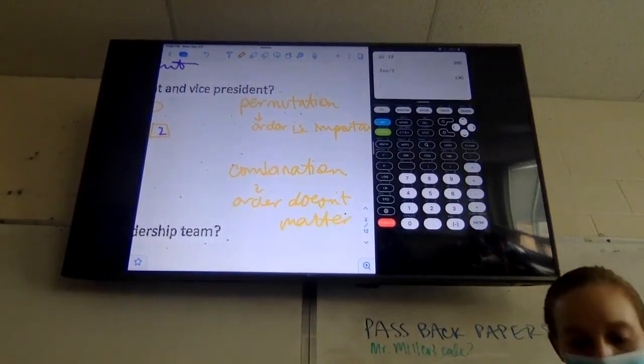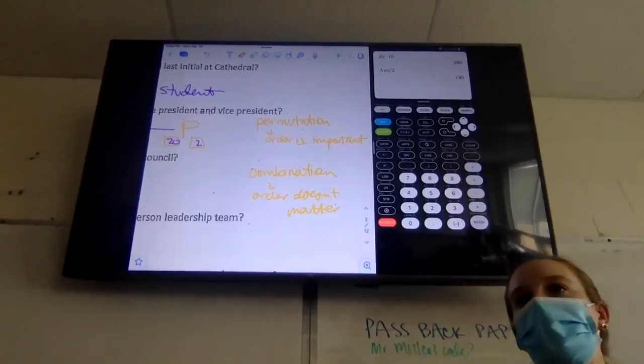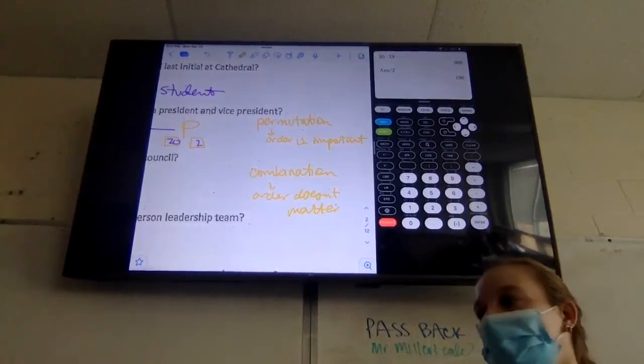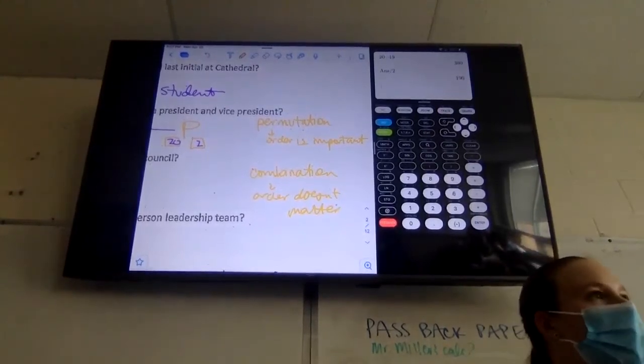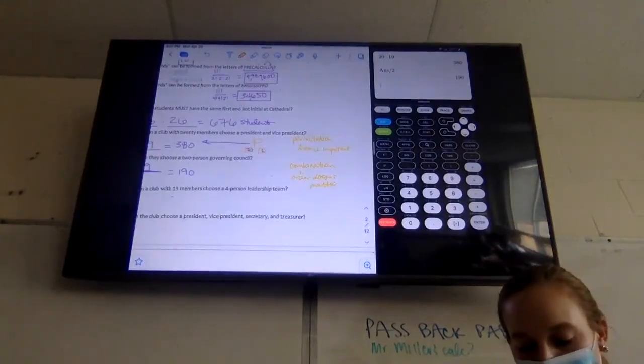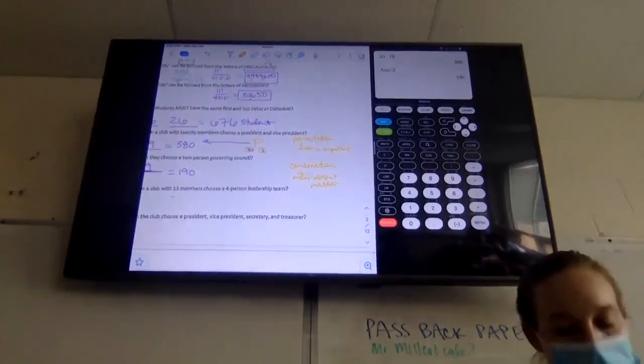The best example I like to give for this is captains. Most of us are on some kind of team where you have captains. And the title of captain doesn't give anybody more responsibility or less responsibility than anybody else, right? We're all kind of the same level as a captain. So combination is where order doesn't matter. Captain is different than principal and vice principal or president and vice president.